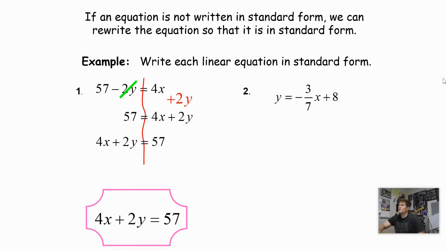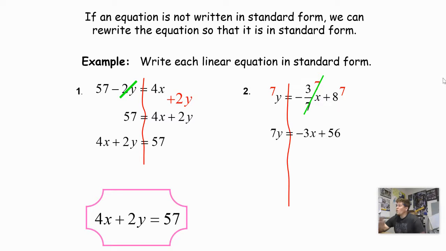Take a look at number 2. Number 2, we have y equals, so right away we're in slope-intercept form, negative 3 over 7x plus 8. With that fraction right there, we need to get rid of it because we don't want any fractions. We want whole numbers and integers, so either positive or negative whole numbers. With that 7 on the bottom, to get rid of that fraction, you multiply every single thing by 7. Multiply it all by the stuff on the bottom. So now 7 times y gets me 7y. The 7's with the x cancel, and 7 times 8 gets me 56.